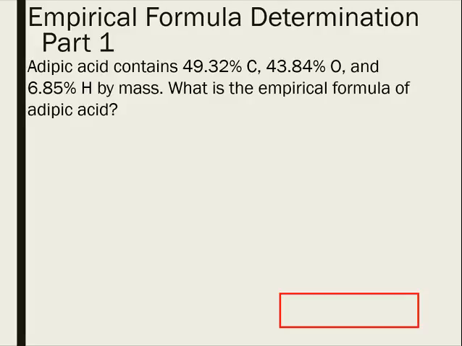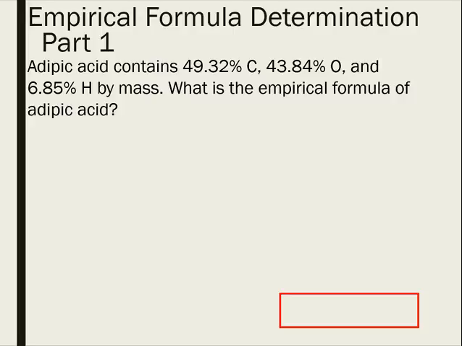Alright, step 1, or part 1. So, adipic acid contains 49.32% carbon, 43.84% oxygen, and 6.85% hydrogen by mass. What is the empirical formula of adipic acid? Well, we're going to, again, assume a 100-gram sample. And if we assume a 100-gram sample, that 49.32% carbon is actually going to be 49.32 grams of carbon, because 49.32% of 100 grams is 49.32 grams.